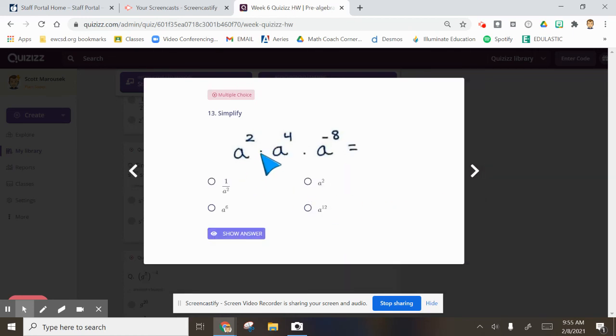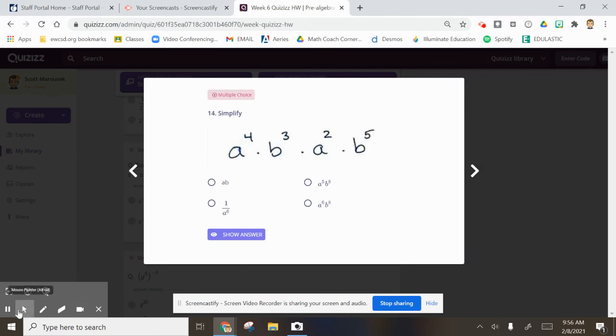It's just a battle. When there's no negatives and it's division, there's just battles going on, okay? And what about this one? Remember, you're going to have to add across, all right? So take your time. 4 plus 2 is 6. 6 minus 8 would be negative 2. Which one of these looks like it could be negative 2? Oh, yep. 1 over a squared. That makes sense, okay? So take your time with this stuff, all right?